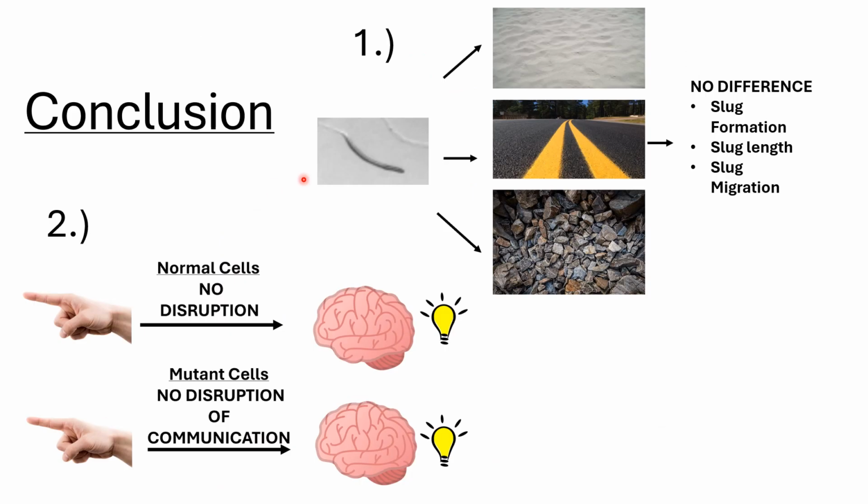So in conclusion, for our research objective 1, we found that subjecting these slugs to different types of physical stressors elicited no difference in slug formation, slug length, and slug migration. For our research objective 2, we found that while we thought that there might be a difference in behavior for the mutant cells compared to the normal cells, they actually appeared to not respond any differently when we disrupted the communication between the physical stressor and the behavior of the cell.